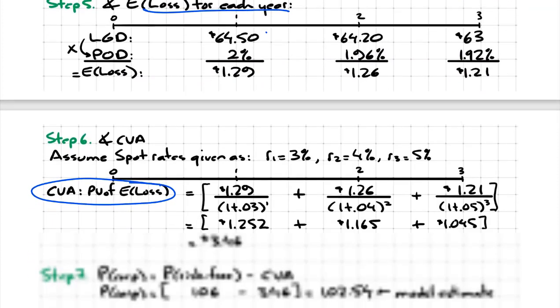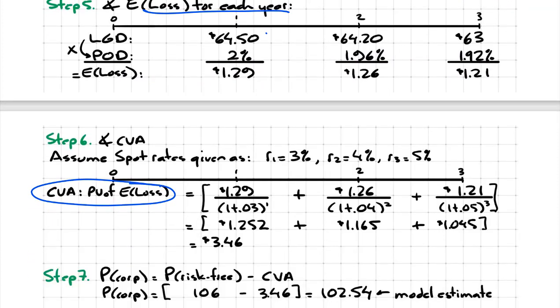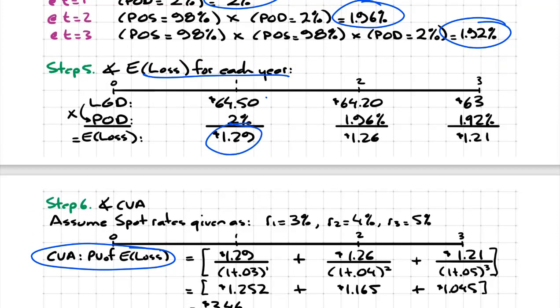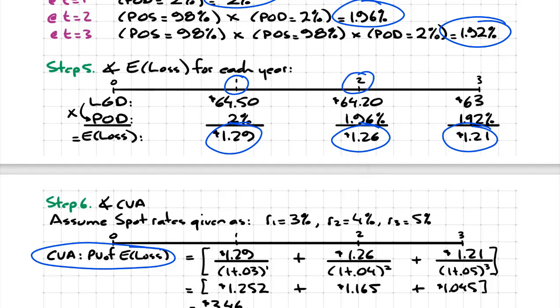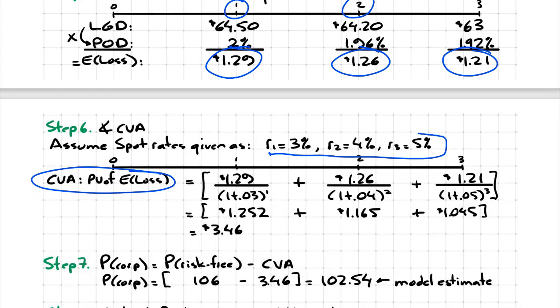Now, because we're using the arbitrage-free valuation framework, we discount not using one discount rate, but we discount each cash flow timing by its unique discount rate. That's the whole point with spot rates. The spot rate says that the required return on a cash flow due in year 1 is different than the required return on a cash flow due in year 2.